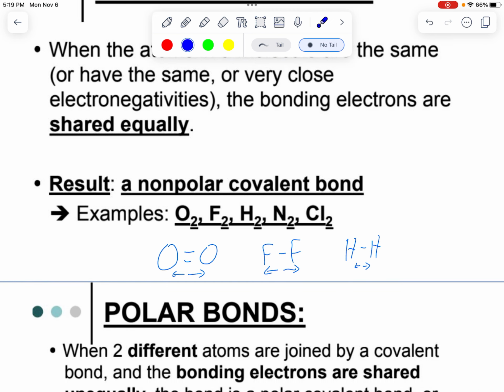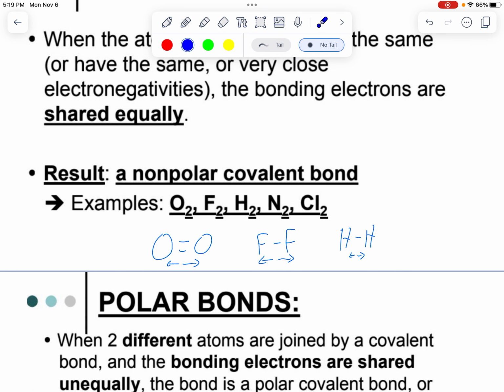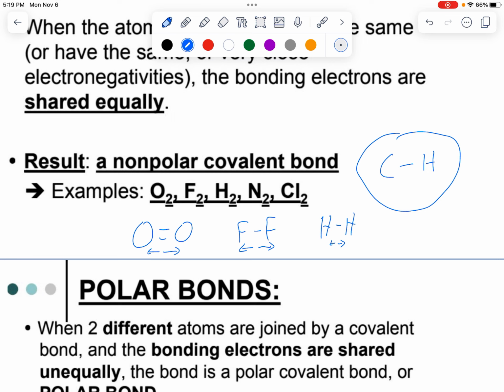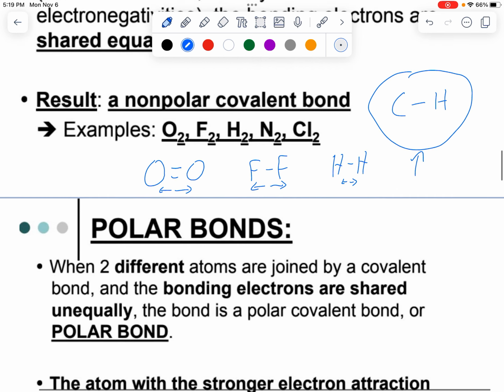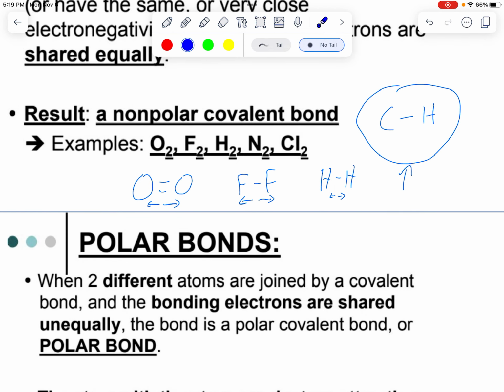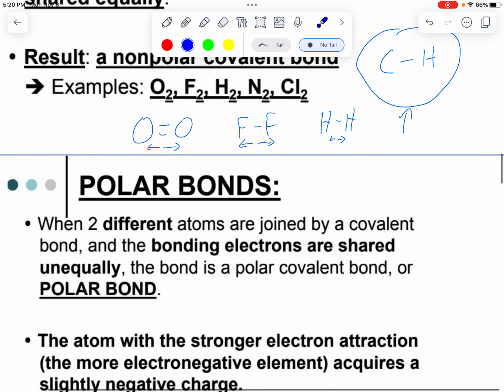So nonpolar, one way to tell is if it's the same atoms. Another very common nonpolar bond that I really want you to know, so I would recommend writing this down, is C-H bonds. These are huge in biology. They're everywhere in biology, and I want you to know this is a nonpolar bond. There is a difference in electronegativity, but it's very small, and so we consider it nonpolar. Okay, so that's nonpolar. Make sure you have these written down somewhere, right? Any two elements that are bonded together the same, or C-H bonds. Those are going to be our main nonpolar bonds.